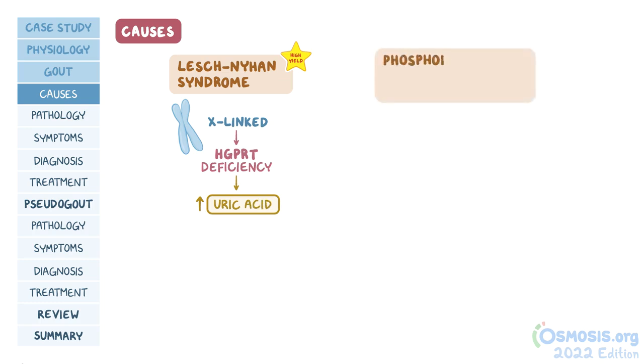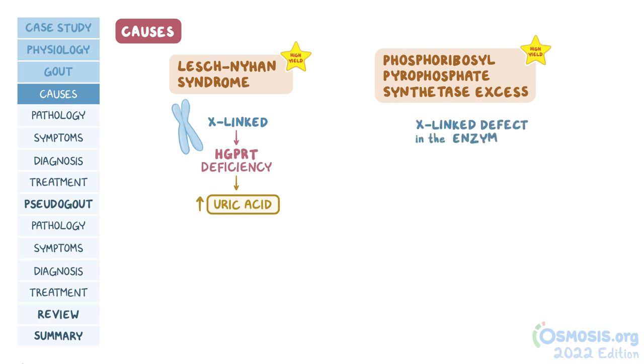Then we have phosphoribosyl pyrophosphate synthetase excess, caused by an X-linked genetic defect in the enzyme. Because it is involved in purine production, and because it acts as a substrate used by HGPRT during purine salvage, the enzyme's excess results in increased de novo synthesis and decreased recycling of purines.